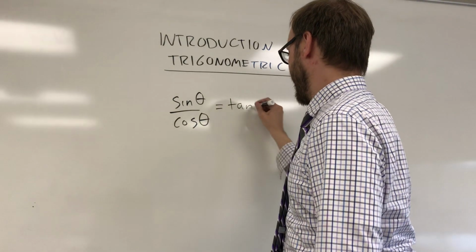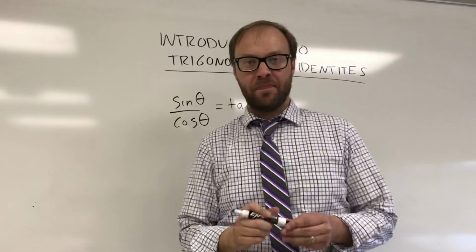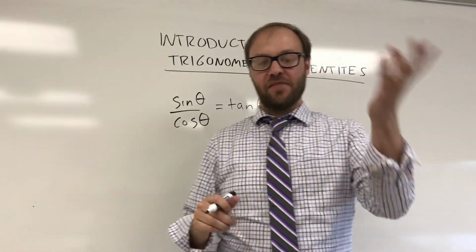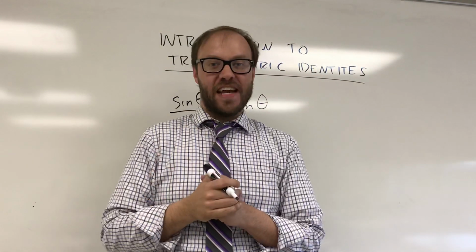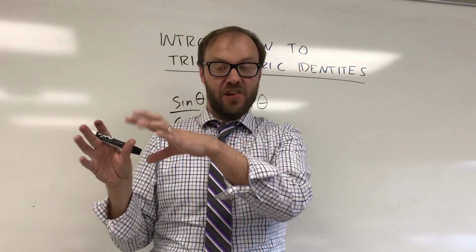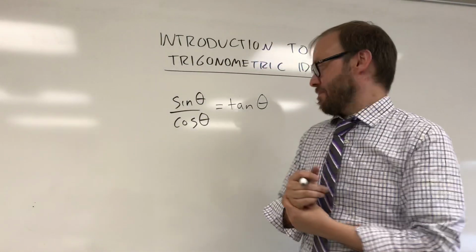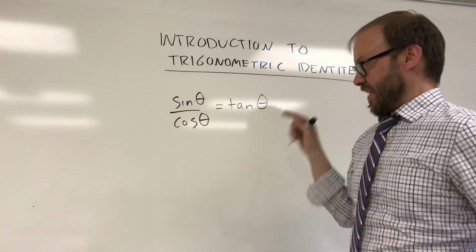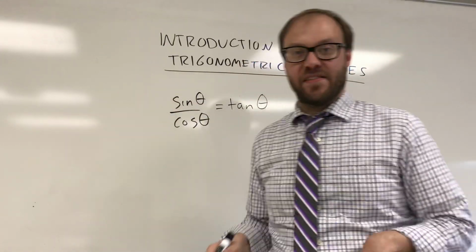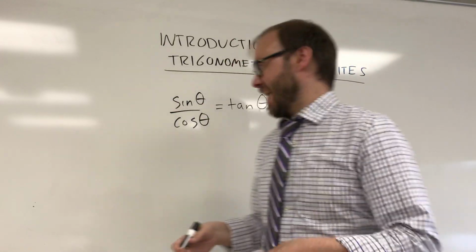And so this is our first trig identity. Anytime you've got a sine over a cosine, you can write it as a tangent. Anytime you have a tangent, you can replace it with a sine over a cosine. Now, these two things are equal, so I can write that statement in lots of different ways, and I can get lots of additional facts out of it.